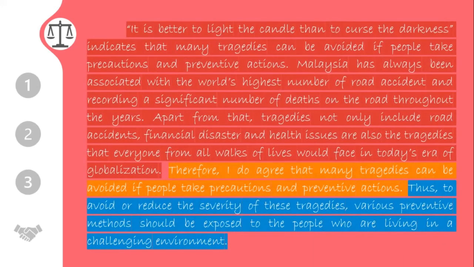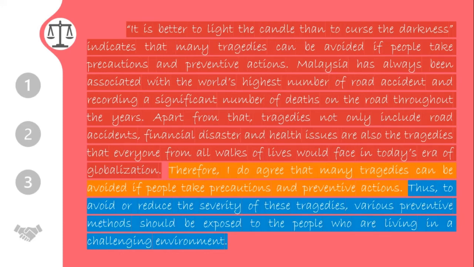Let's look at how the sample essay begins. "It is better to light the candle than to curse the darkness." From this sample, this essay starts with a quotation. It indicates that many tragedies can be avoided if people take precautions and preventive actions. Malaysia has always been associated with the world's highest number of road accidents and recording a significant number of deaths on the road throughout the years.